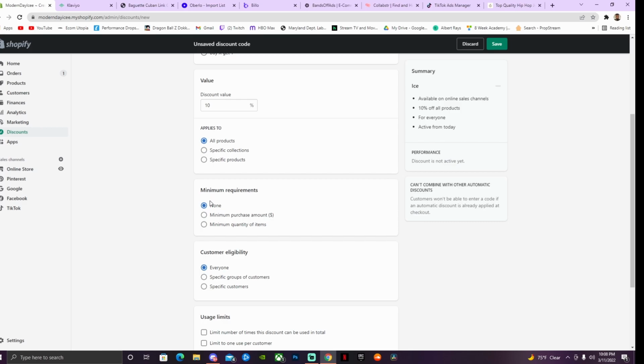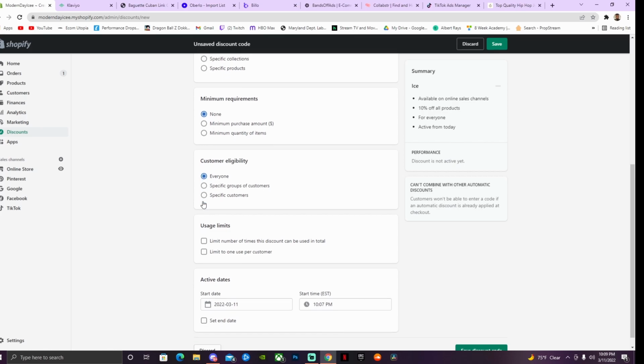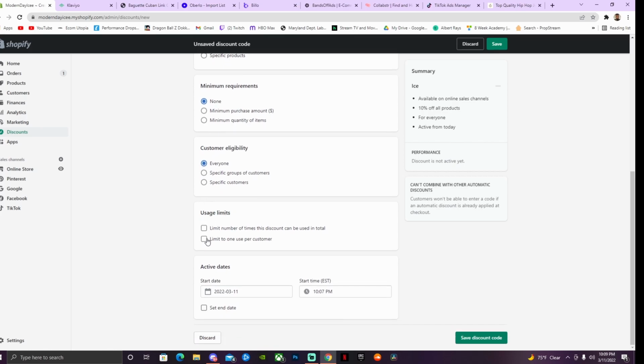This is more appealing, because if they feel like they have to spend this or that, they probably won't see the discount as useful. When it comes to customer eligibility, you want to put it on everyone. For usage limits, you want one use per customer, so it's not spamming your store with discounts.